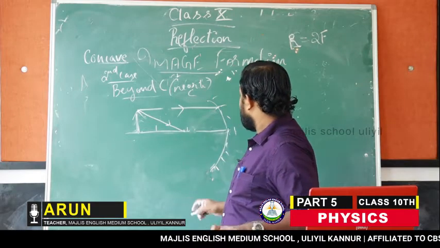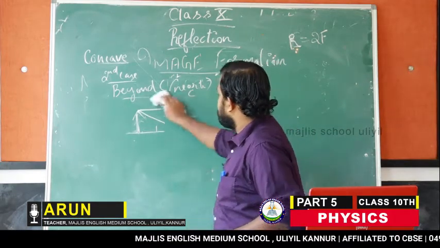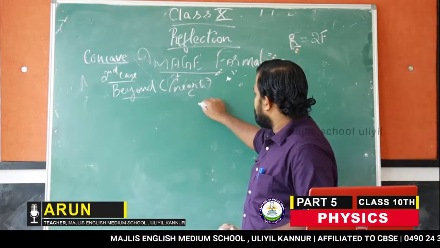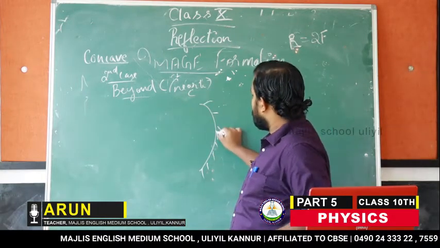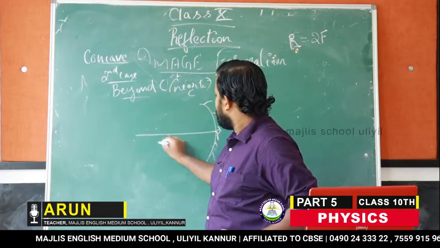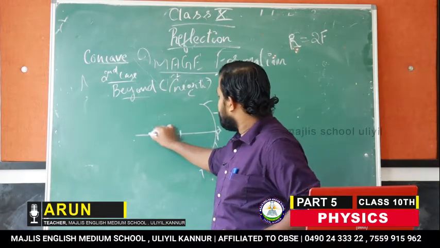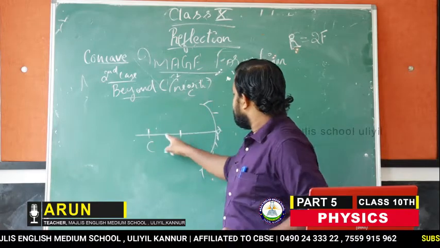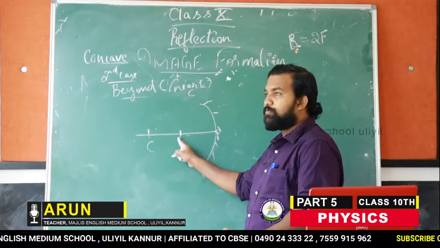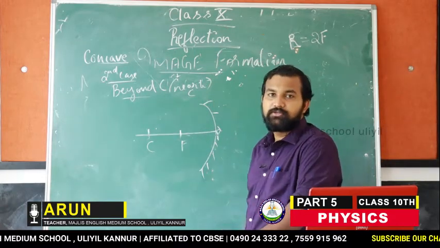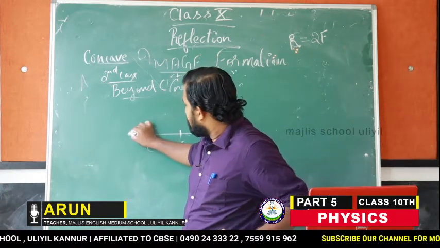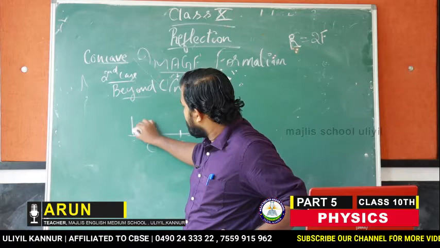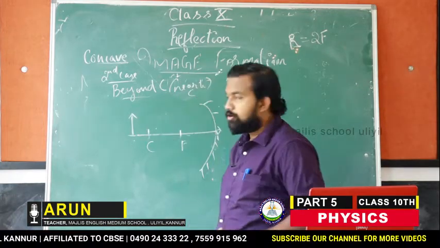Okay. So one important thing to be noted down is that the measurement should be correct. Whenever you are drawing the figure, the distance of the focus from the pole should be equal to the distance from the focus to the center of curvature. Then only you will get the correct image formation. Okay. So I am keeping an object here.